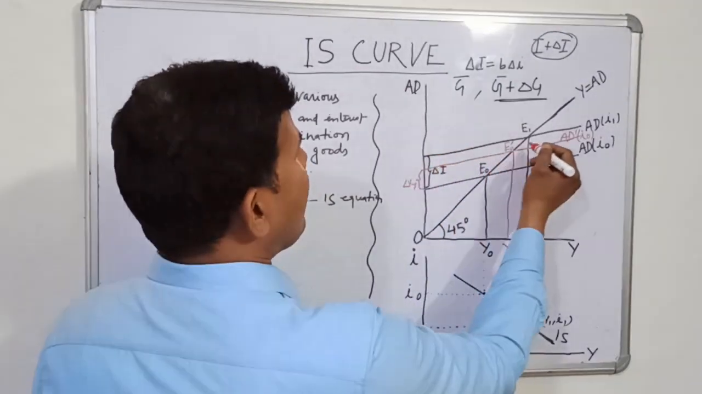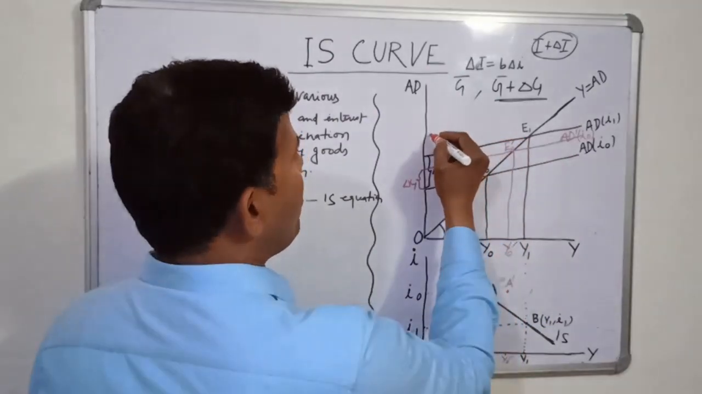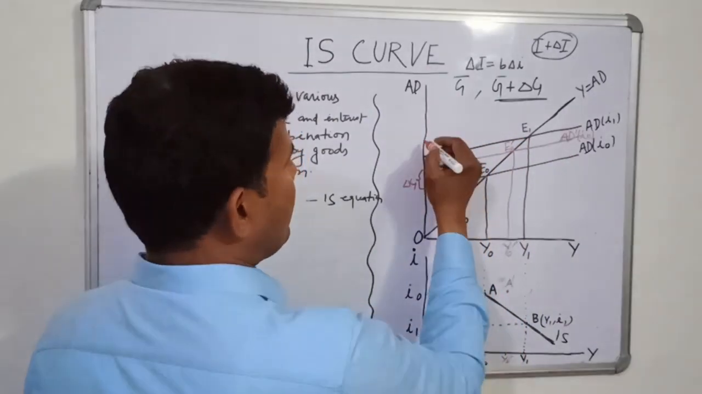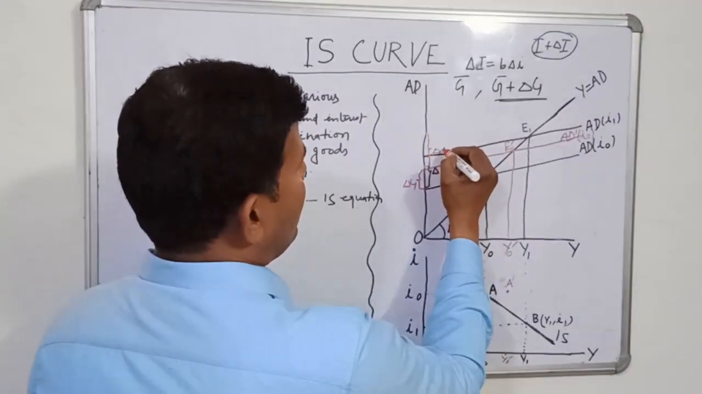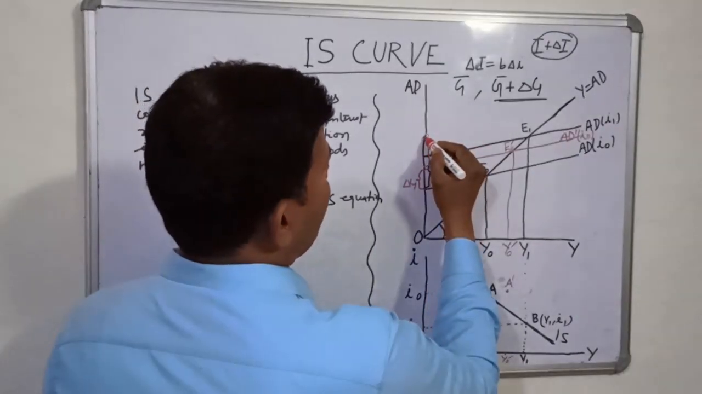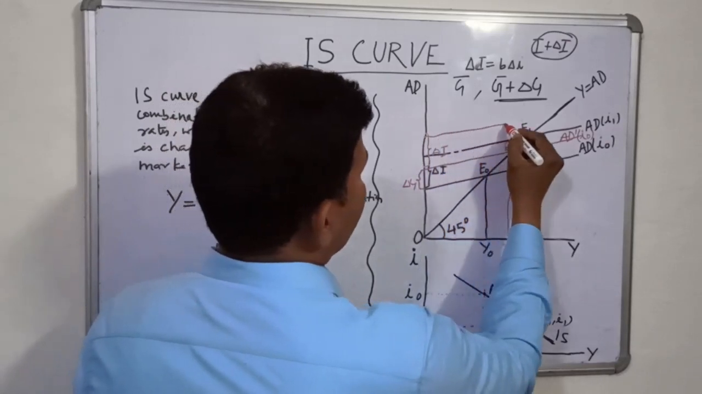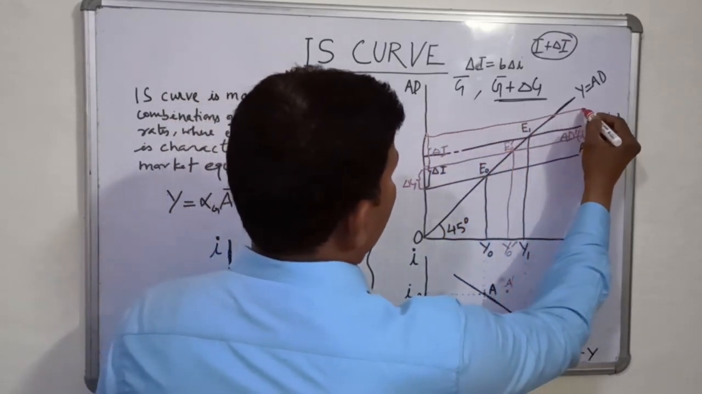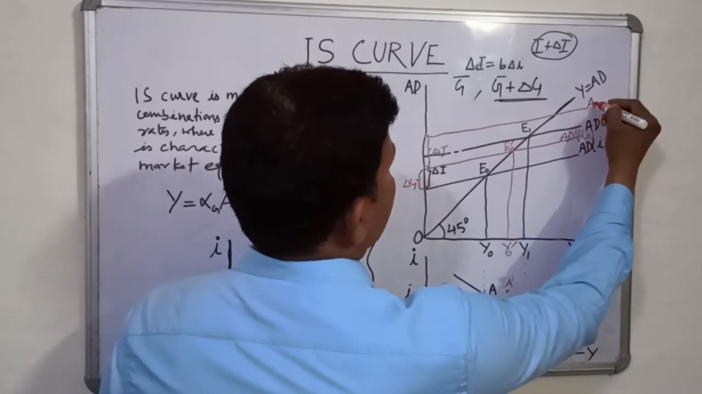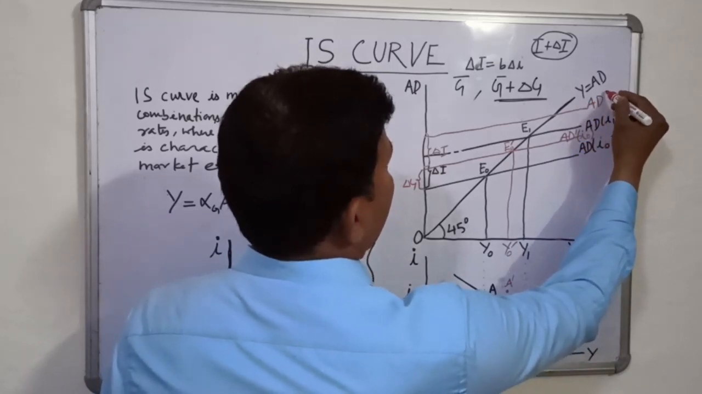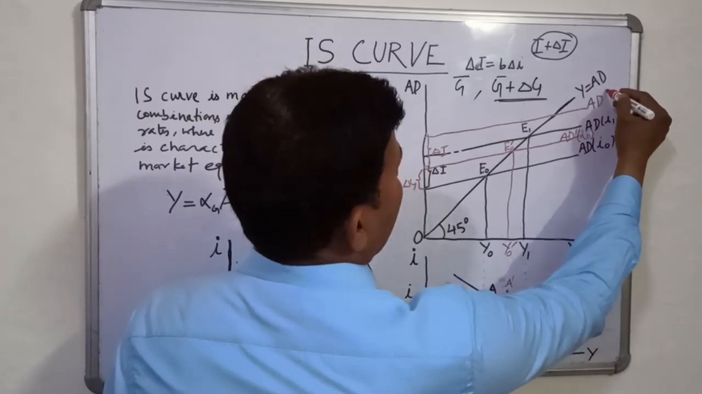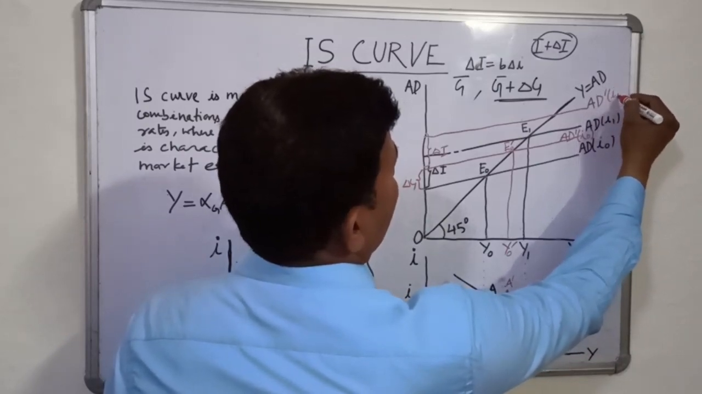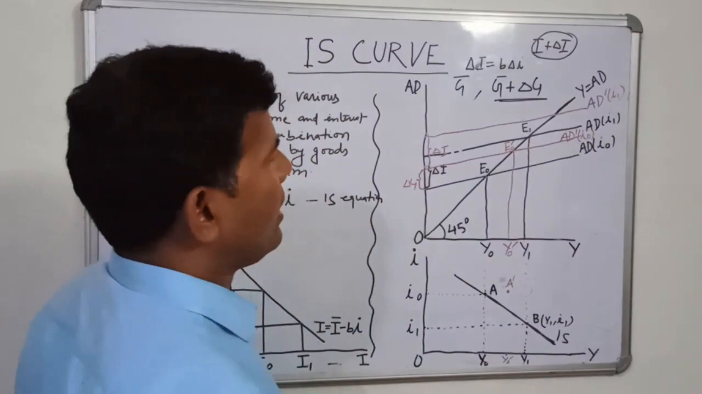So this red line will jump up. How much will it jump up? Exactly by the same amount it used to jump up previously. So this is your delta I. So you get a new aggregate demand line, which I'm calling here AD dash, corresponding to I1 interest rate.